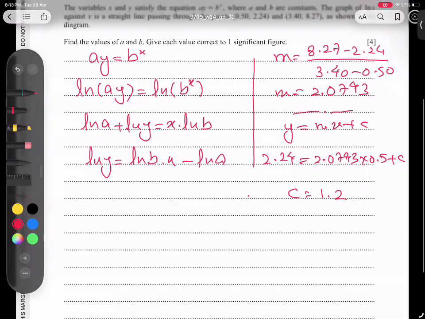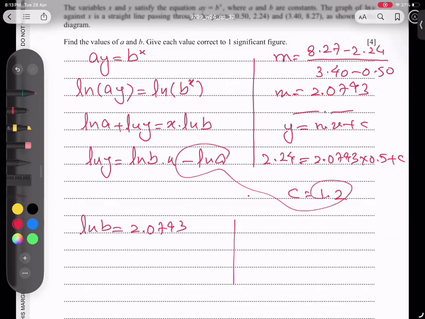Now, students, I can equate this value. I'm going to equate ln b. So I'm writing now here ln b is equal to 2.0793, and I can say this is equal to that number. So minus ln a is equal to 1.2.